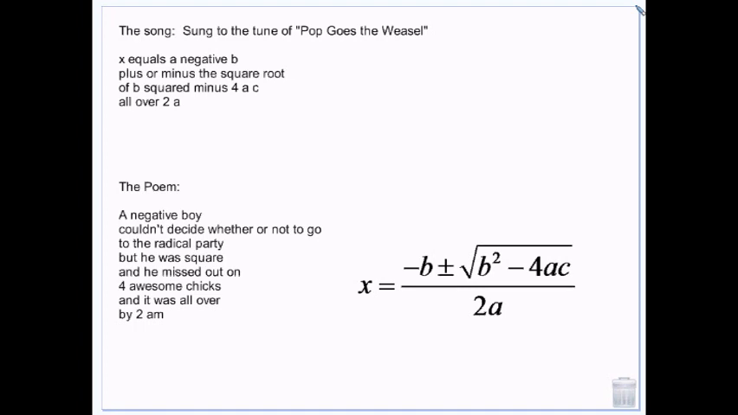Ready? X equals negative b plus or minus the square root of b squared minus 4ac all over 2a. Pop Goes the Weasel, right?